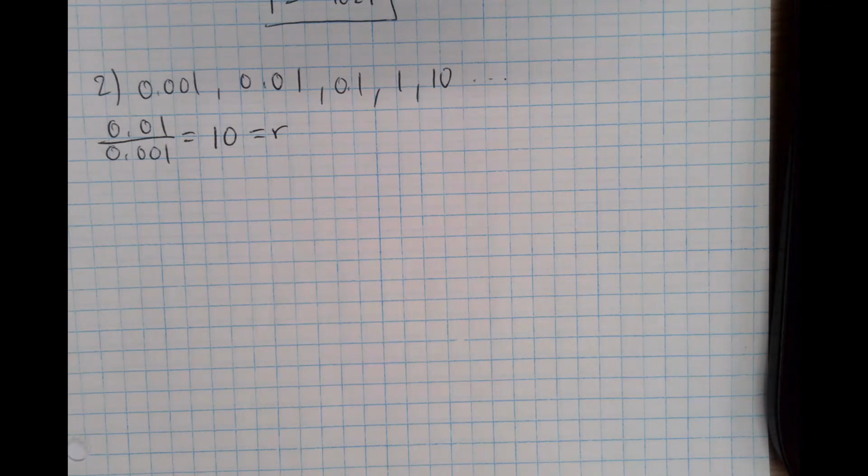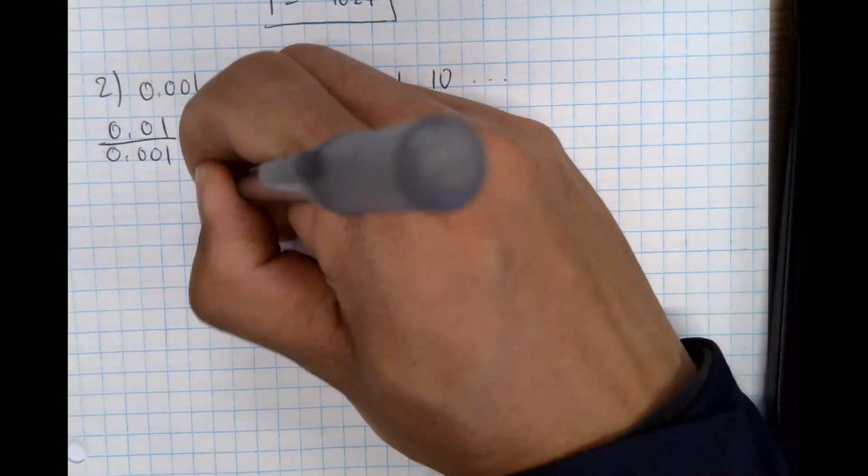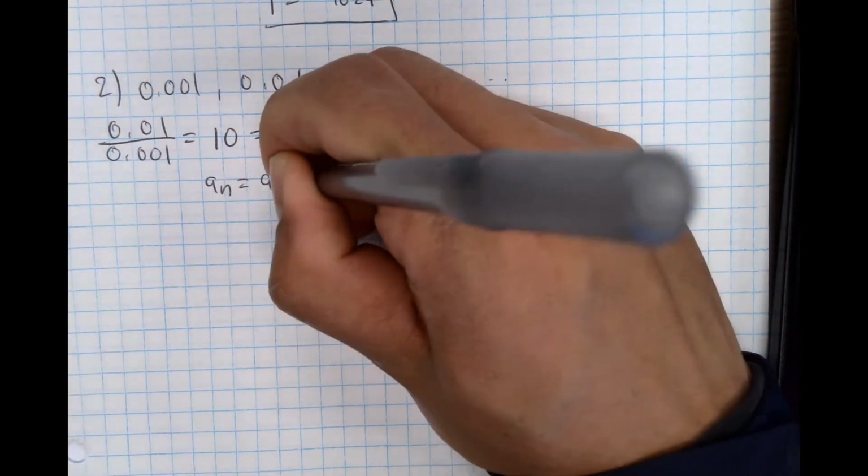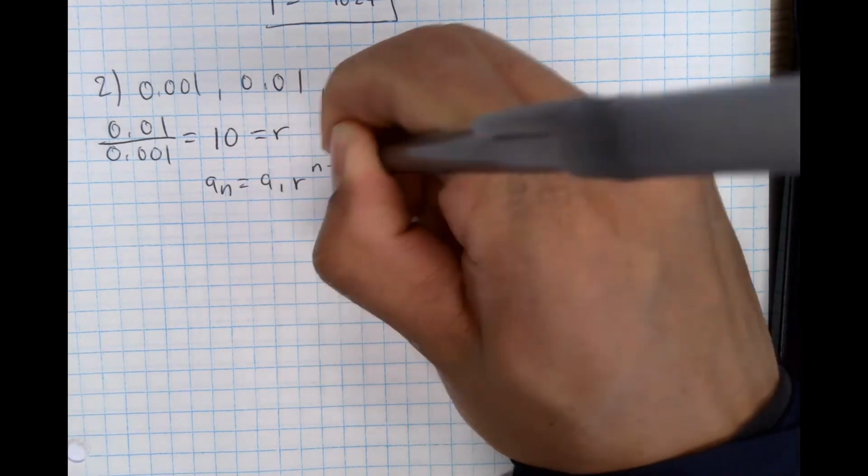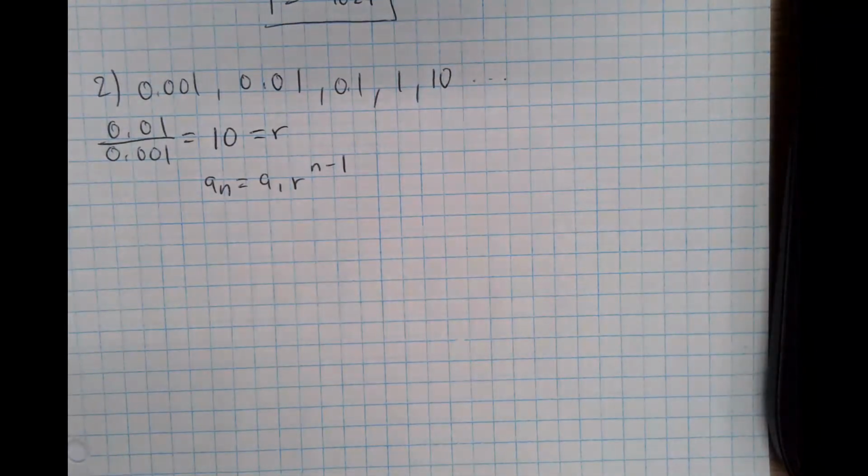What is our next step? Kiara? Put into the equation a n equals a1 r to the n minus 1 power. Okay, and then could you tell me what my values are here?